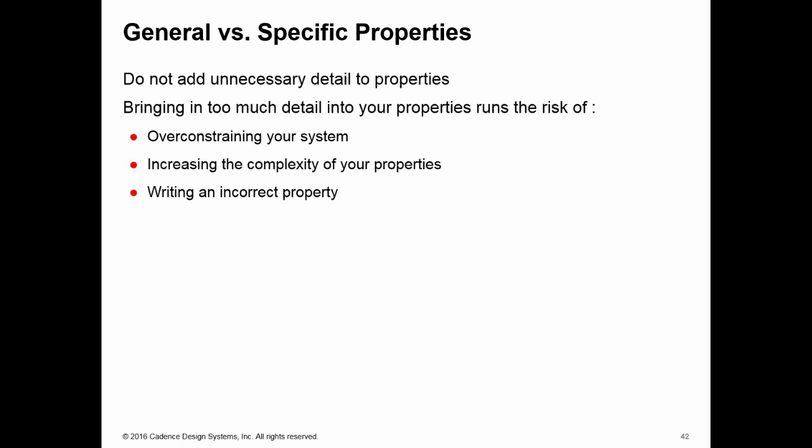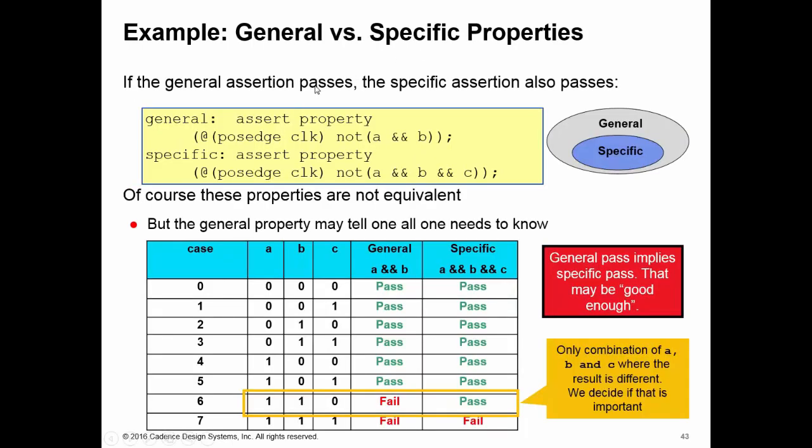If you add more detail into your properties, you run the risk of, especially if it's constraints, over-constraining your system. You can increase the complexity of your properties, which makes it harder for the tool to prove. And the more detail in there, the more likely it is you make a mistake, not in terms of a compiler error, but in terms of not expressing the kinds of behaviors you wanted in the first instance. So these two properties shown here are not for one moment saying they're both equivalent, but they demonstrate an important point about a frame of mind, a way of approaching a problem when thinking about a general versus specific property.